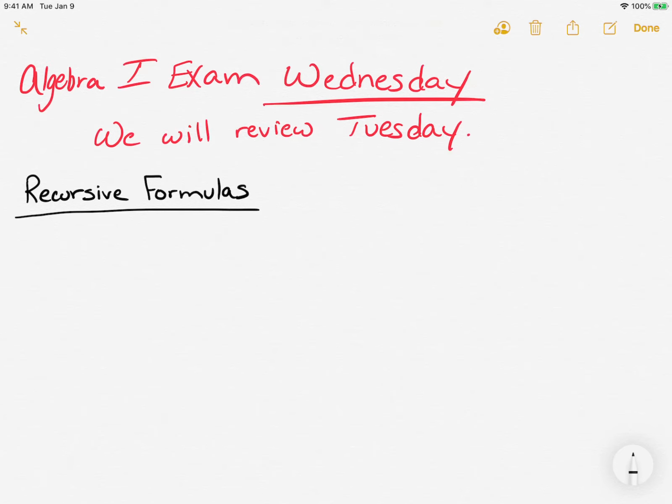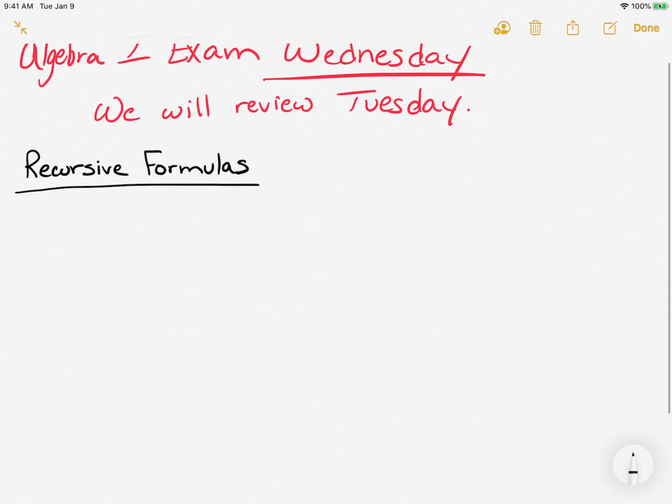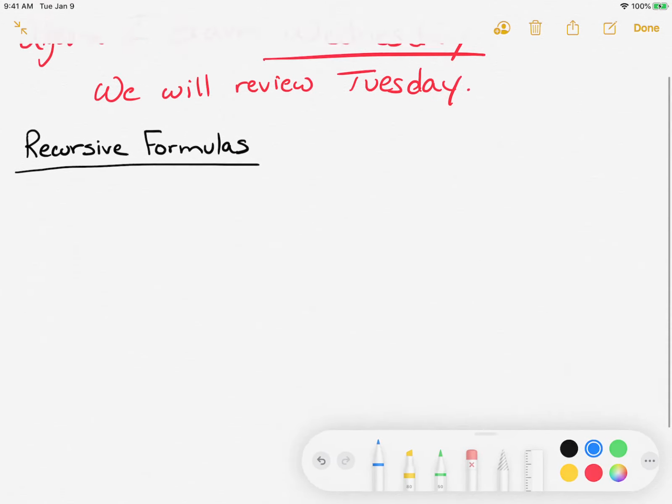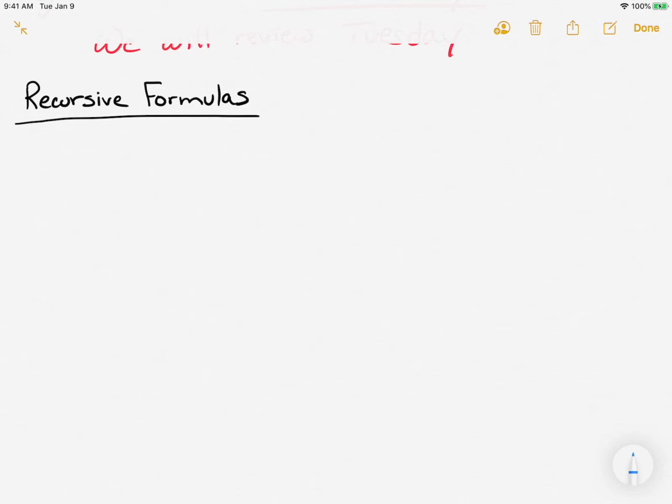Okay, so we're going to talk about recursive formulas, which are sort of related to what we did yesterday with your exponential formulas, with one tiny little change. A recursive formula works by doing some math to the numbers in front of it. So a really famous recursive formula is this one.